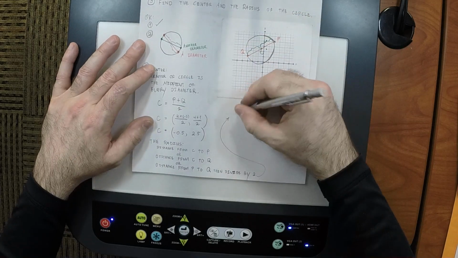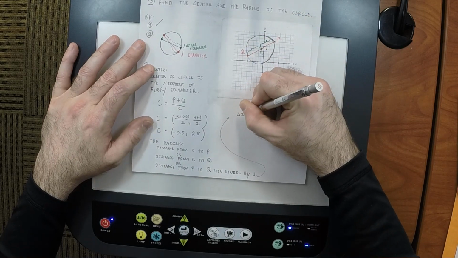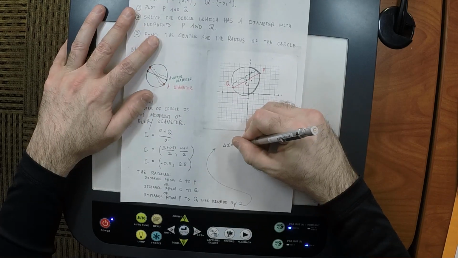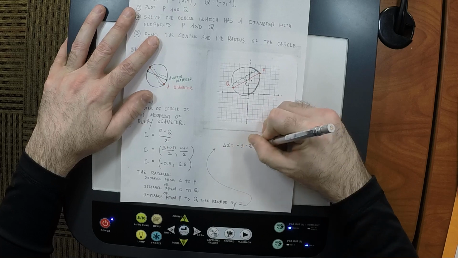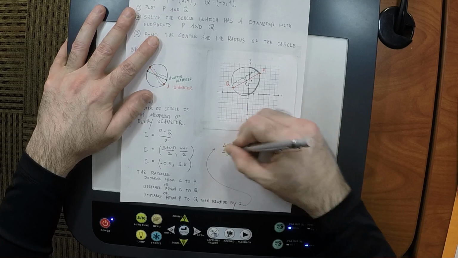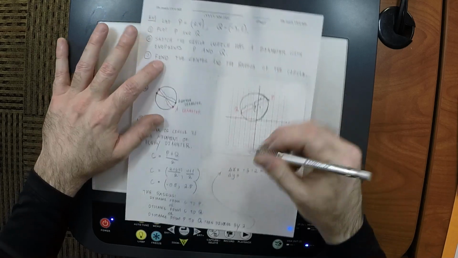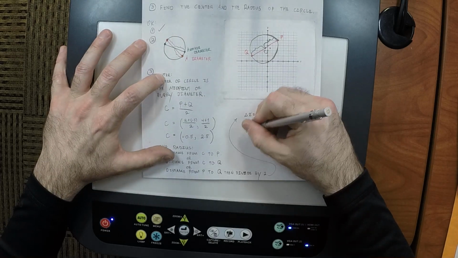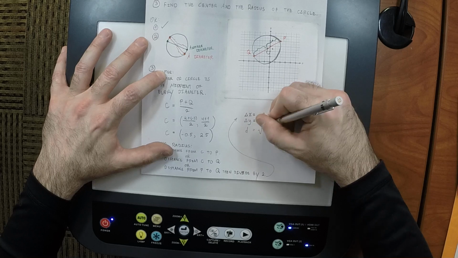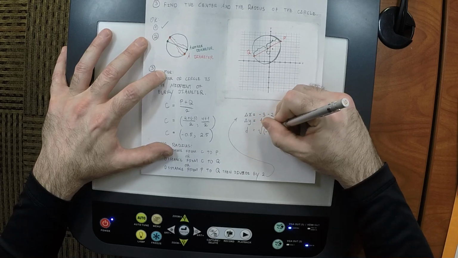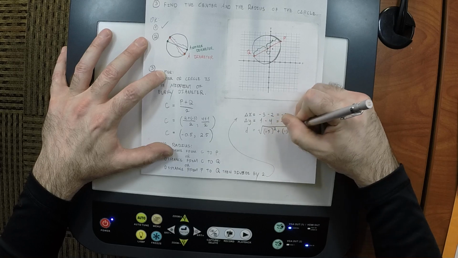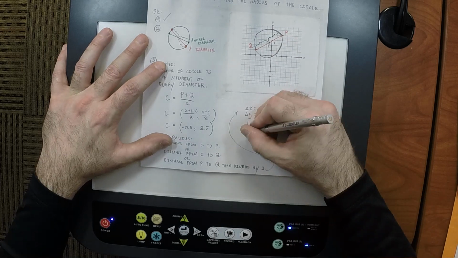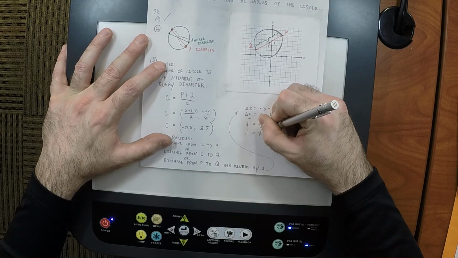So then doing that, I'll calculate delta x. That'd be negative 3 subtract 2, which is negative 5. Delta y would be 1 minus 4, which is negative 3. So then the distance there would be the square root of negative 5 squared plus negative 3 squared. So that's 25, and that's 9. So that distance would be the square root of 34.